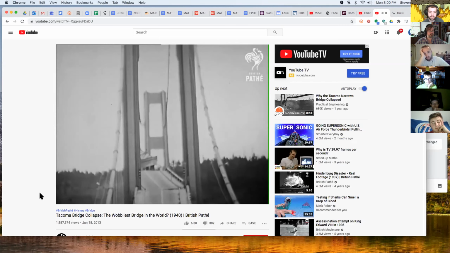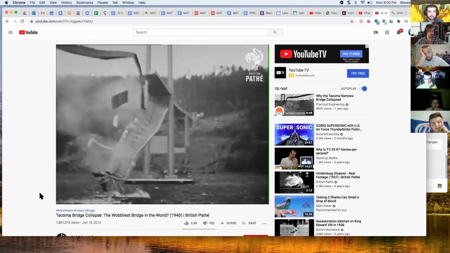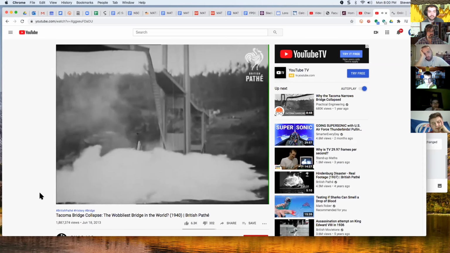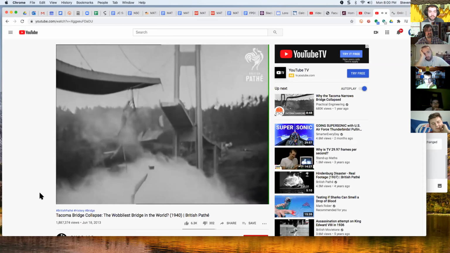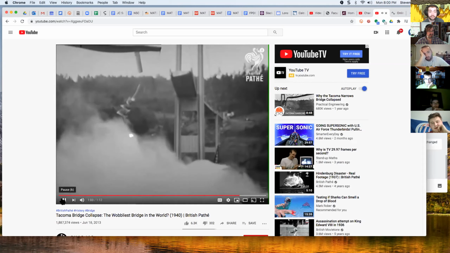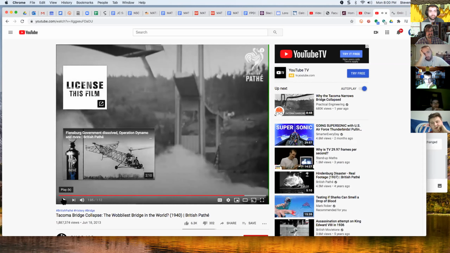Finally, the swinging road and the suspension cables give way and plunge into the water below. Fortunately, the only casualties were a car stalled on the bridge and a dog. And a dog. There was a dog in the car. And it was the guy who was one of the head engineers for the bridge.